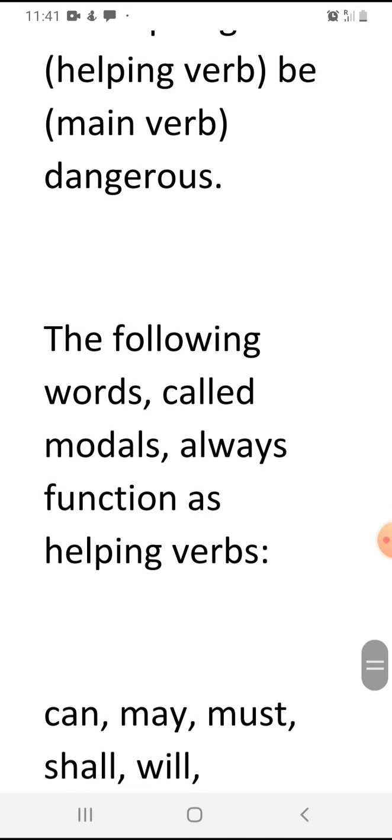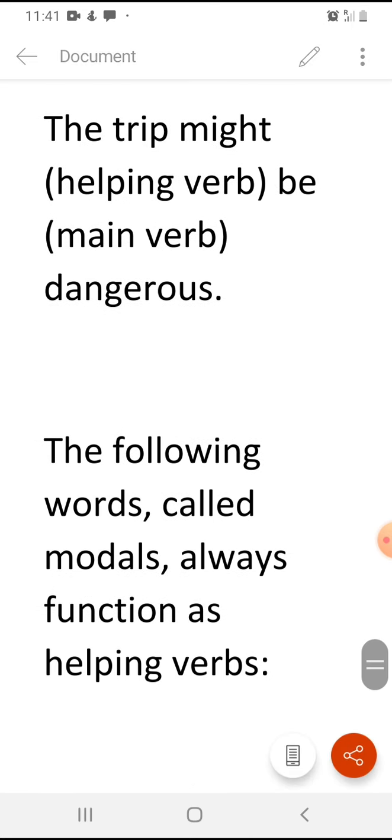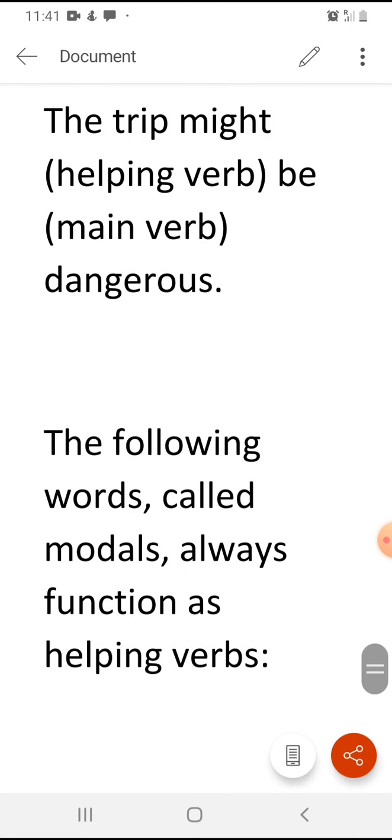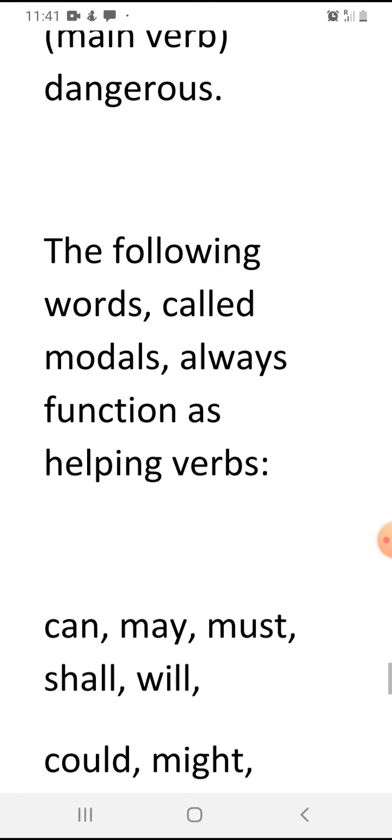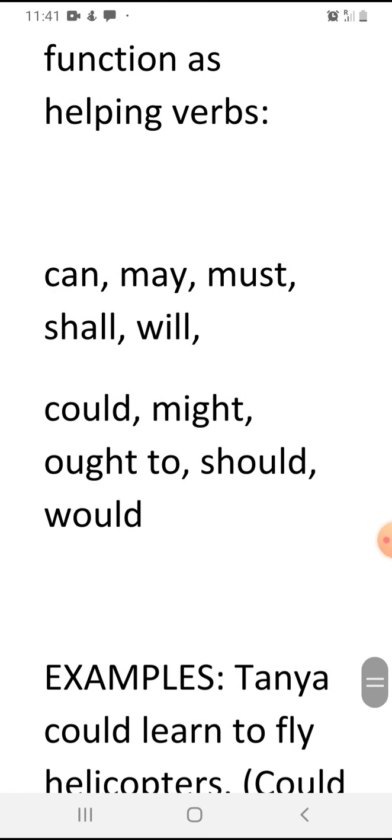The following words, called modals, always function as helping verbs. The modals will, would, shall, should, may, might, can, could. All these are modal auxiliaries, and they are also used as helping verbs.